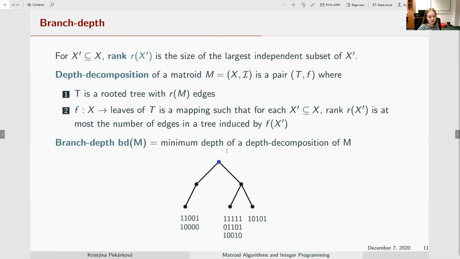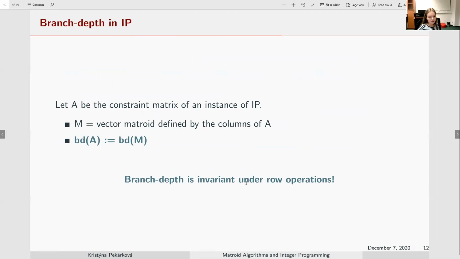So the branch depth is the minimum depth of a tree that satisfies this condition for this matroid. And again, the question is how can we extend this to matrices, and how is it related to integer programming? If we have some matrix A as the constraint matrix of an instance of integer programming, then we can define a matroid on this matrix, simply because we can take the columns of A as the elements, as the ground set. And then we define the branch depth of a constraint matrix of integer programming to be equal to the branch depth of the underlying matroid.